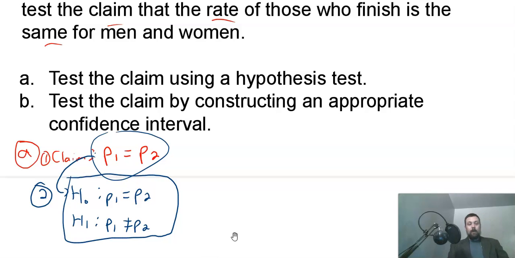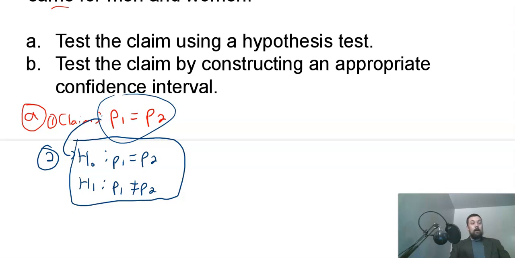All right. 3, identify the value for alpha, which is 0.01. And whether it's a left tail, right tail, or two tail test, not equals to means this will be a two tail test.